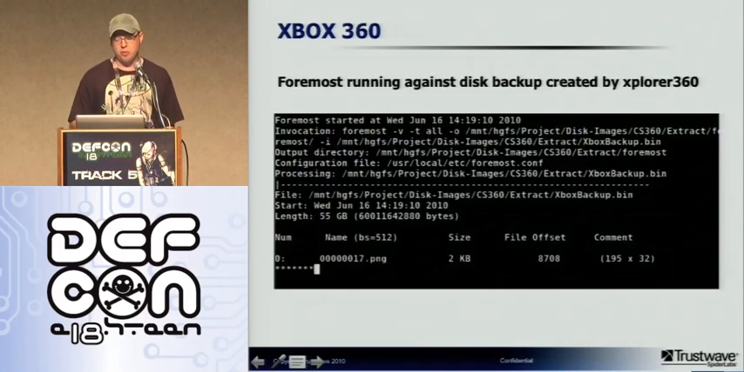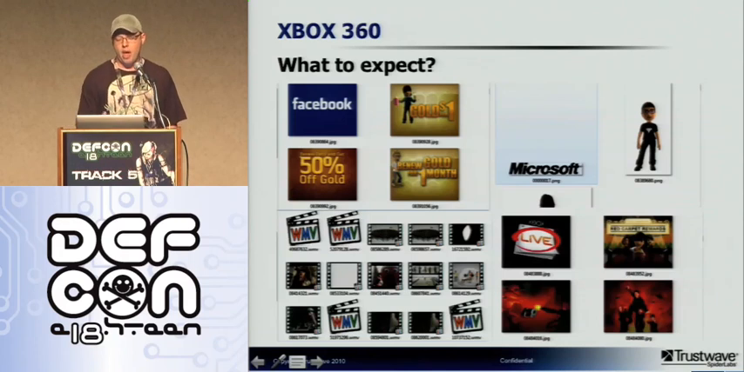And here's just a screenshot of Foremost doing its thing. And here are some screenshots of the kind of stuff you're going to find. Here we have pictures of the avatar. The one on the top right is our gamer of that system. On the bottom left, here we have movies. Those are mostly advertisements for Xbox Live Marketplace. And then the rest is pictures.